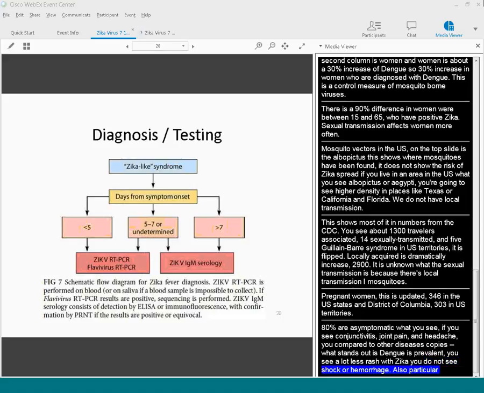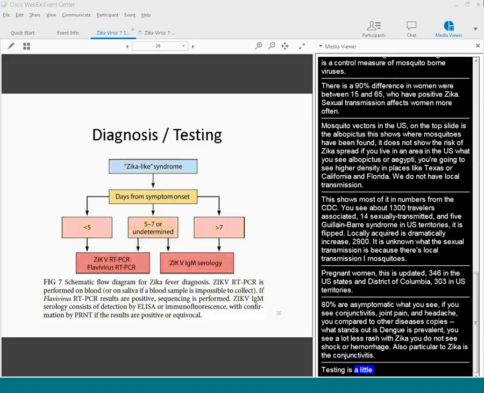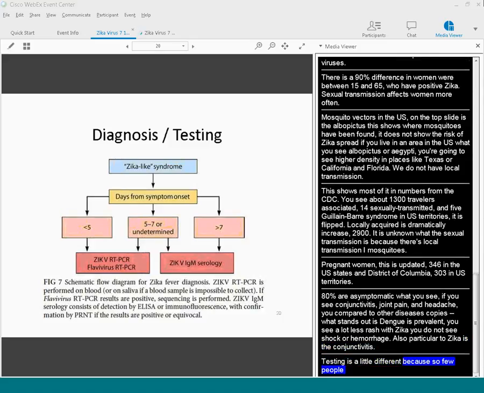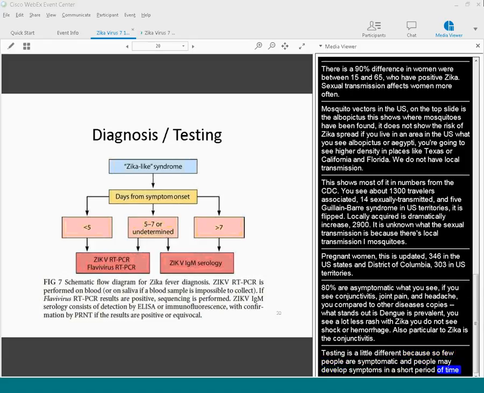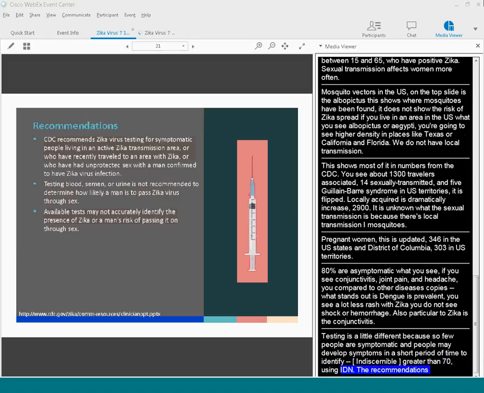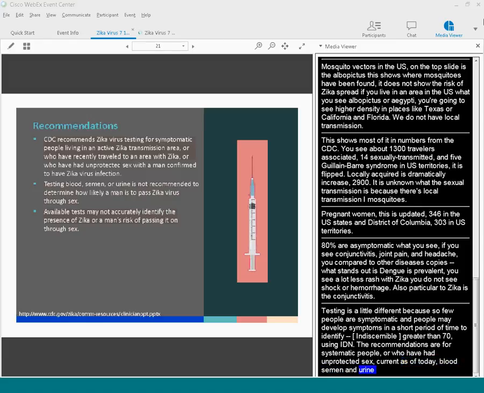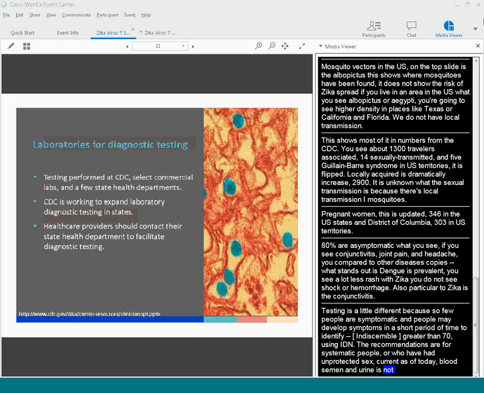So testing is also a little difficult because, again, you have so few people who are symptomatic, and people may develop symptoms in only a short period of time to identify. If it's less than 5 days or 5 to 7 days, you can do reverse transcriptase-based PCR. Greater than 7 days, you're really using IgM serology there. So recommendations are for symptomatic people living in an active Zika transmission area or who recently traveled or who've had unprotected sex, again, current as of today, with a non-confirmed Zika virus infection. Blood, semen, and urine testing is not recommended, although we have found Zika virus in those fluids, and they may not accurately identify Zika virus or the man's risk of passing it to sexual partners.